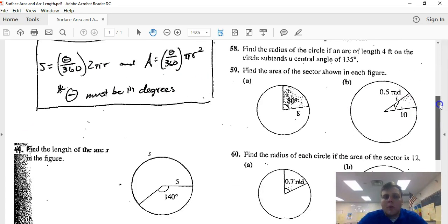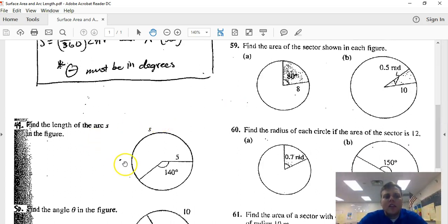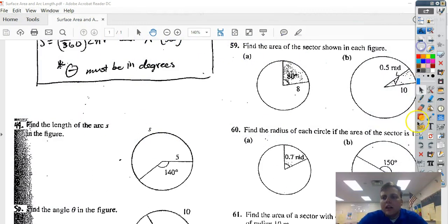Okay, so let's dive right into our problem. 49. Find the length of the arc S in the figure. Okay, so here's our circle. Here's our arc. It's right here. We know the radius is 5, and we know the given angle is 140 degrees. Now, the problem here is that the given angle 140 corresponds to this arc. You should remember that from geometry. This angle 140 subtends this arc, and we need to know the angle that subtends S, the arc length S. That would be this guy right here. Sorry, I'm really bad at tracing.